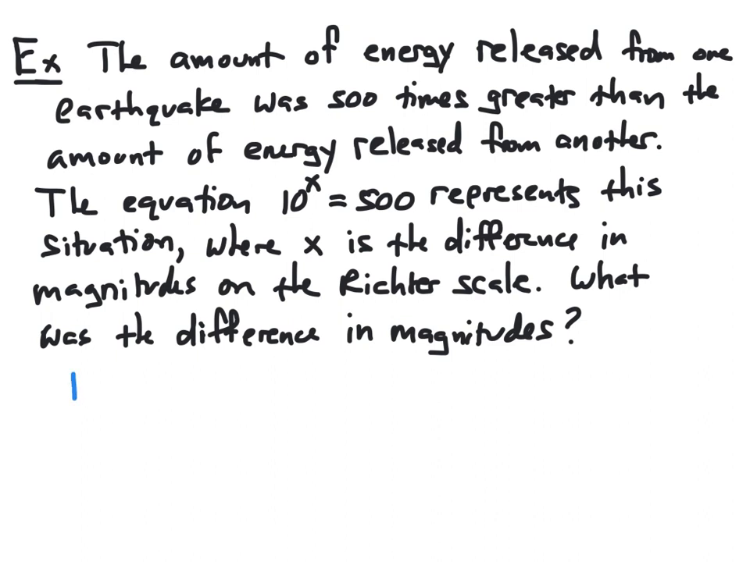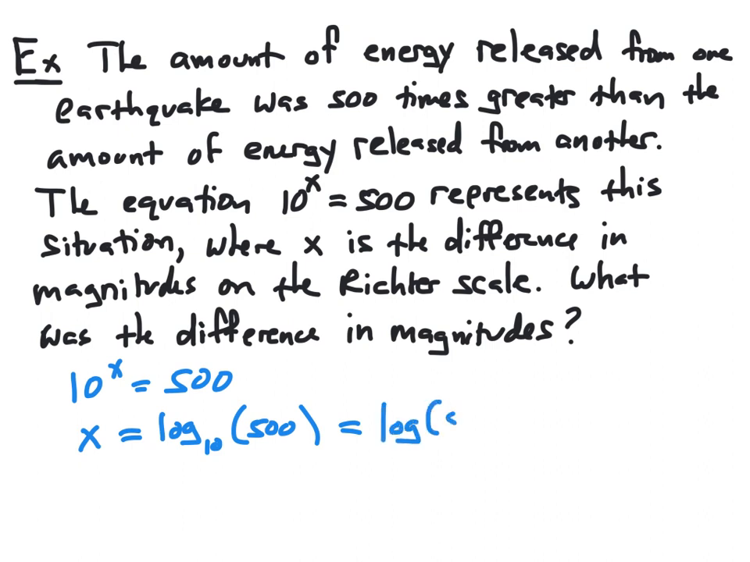So here we are given our situation modeled by the equation 10 to the x equals 500, and we want to find the value of x. Since this is an exponential with base 10, we could convert this into logarithmic form. And when we do that, we see that x, the exponent, will be log base 10 of 500. And of course, log base 10 is the common log.